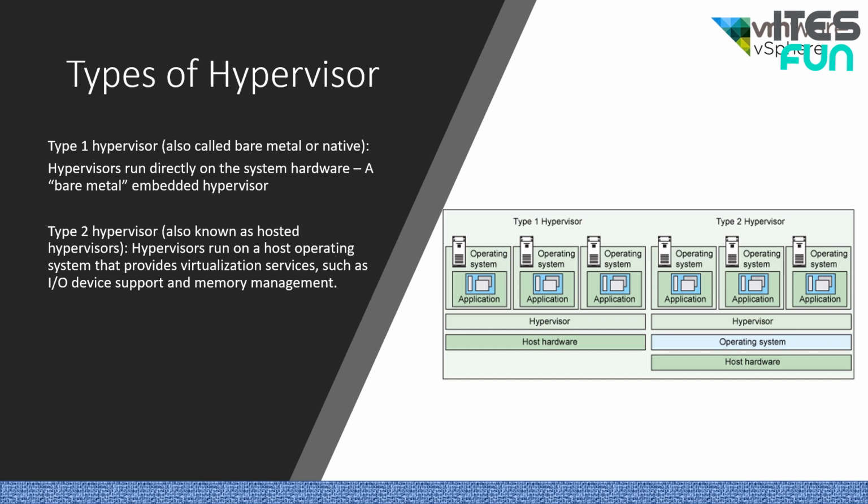So let's talk about the types of hypervisor in the market. There are two types of hypervisors. Type 1, which is also called the bare metal or native hypervisor, runs directly on the system hardware. We can say a bare metal embedded hypervisor. If you look at the diagram for the type 1 hypervisor, we have the host hardware where we have storage, memory, and processor, all of them there.